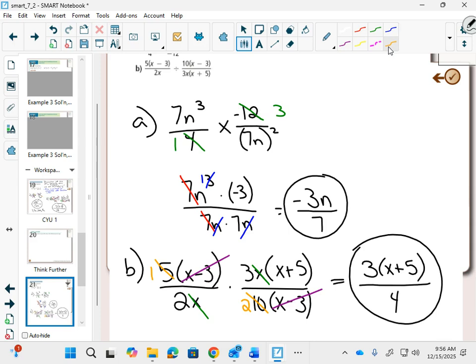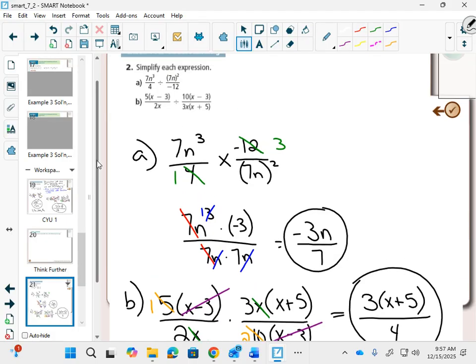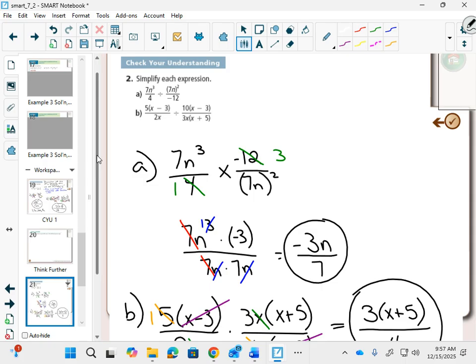Okay. And then if you look at the answer key at the bottom, the answer key also, and I'll ask for this specifically, included the non-permissible values. So in the first one, is there anything that would make you divide by 0? So you look for variables. No variables in the bottom in the original, okay? But then when I multiply by the reciprocal, I'm not allowed to have n equals 0.